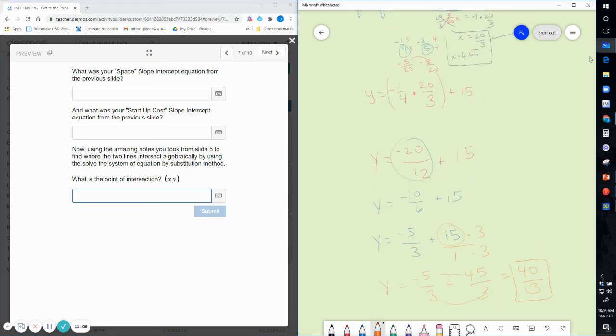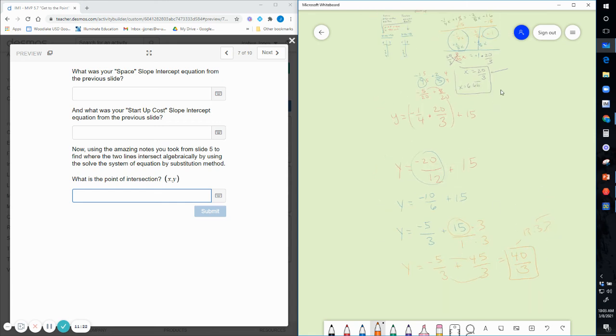And if you want to check, guess what? You can always toss both of the equations in Desmos and see if that's where it actually happens, right? So 40 thirds is 13.3333. So go in Desmos, type in both of those equations and see if you get 13.33 and 6.66. That would be your point of intersection, by the way. I'd rather you actually write 20 thirds and 40 thirds, okay, as your point of intersection.